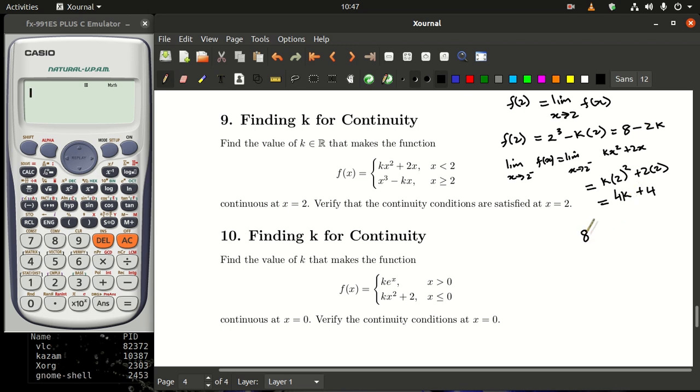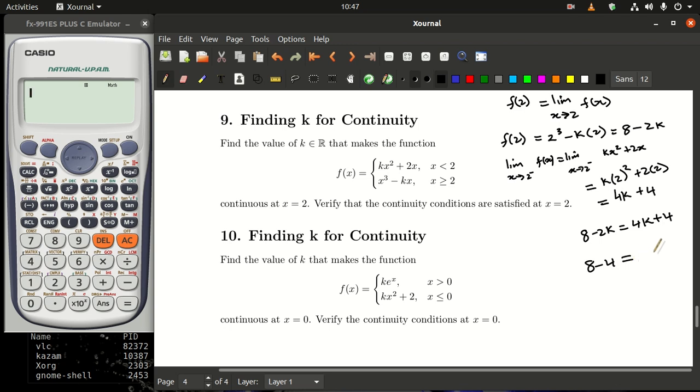So I want 8 minus 2k to be equal to 4k plus 4. And of course, I'm going to take this one here, which has a k, to the other side, and this number to the other side. So I have an 8 left there. This 4, I am jumping the equal sign, so it was positive. It has to change sign. So I'll have minus 4.